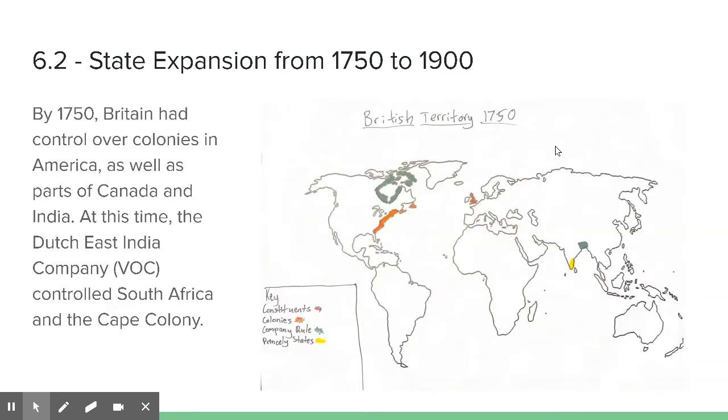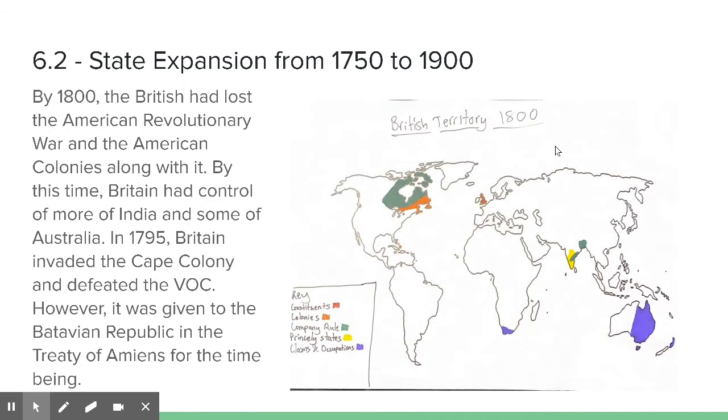So the first map is British territory in 1750, and by 1750, Britain had control over colonies in America, as well as parts of Canada and India. At this time, the Dutch East India Company, or the VOC, controlled South Africa and the Cape Colony.